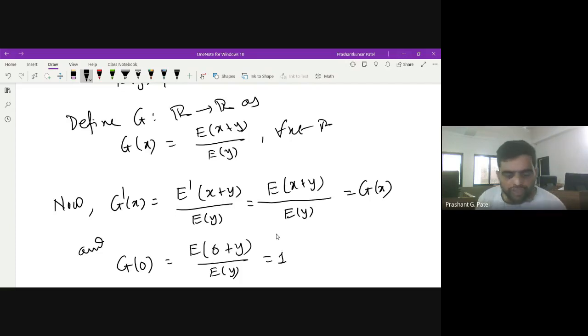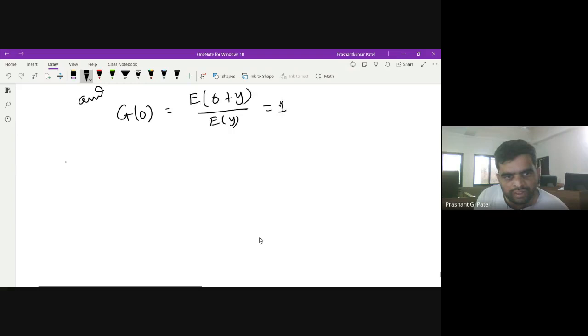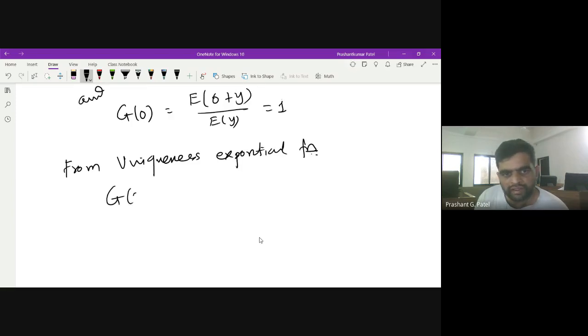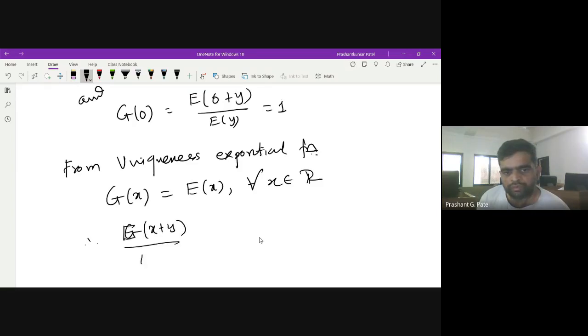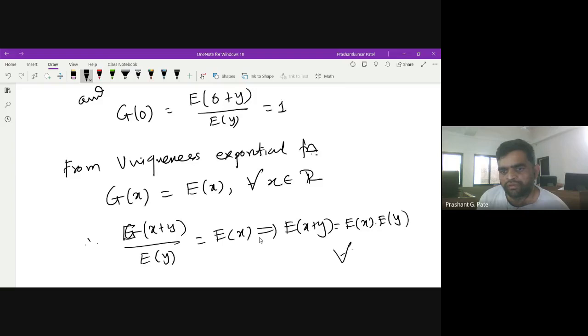But we have proved that only one such function is possible, that is the exponential function. So from the uniqueness of the exponential function, we say that g of x is nothing but E of x for every x in R. But g of x is E of x plus y upon E of y, equal to E of x, which implies that E of x plus y will be E of x into E of y for every x, y belongs to R. This is true. So this completes the proof for the second property.